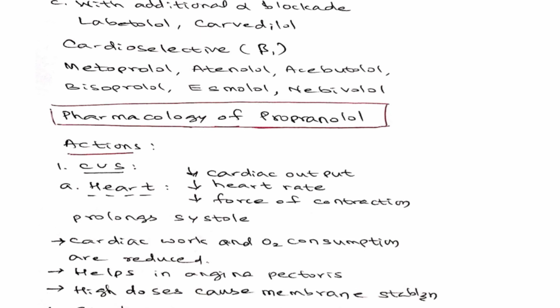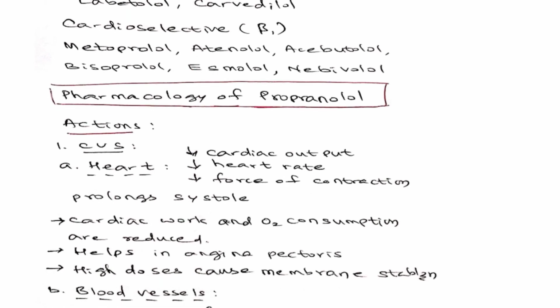The total coronary blood flow is reduced, which is restricted to the epicardial region. High doses of beta blockers may cause membrane stabilization and can have an anti-arrhythmic effect. Propranolol blocks the cardiac stimulation action of adrenergic drugs.